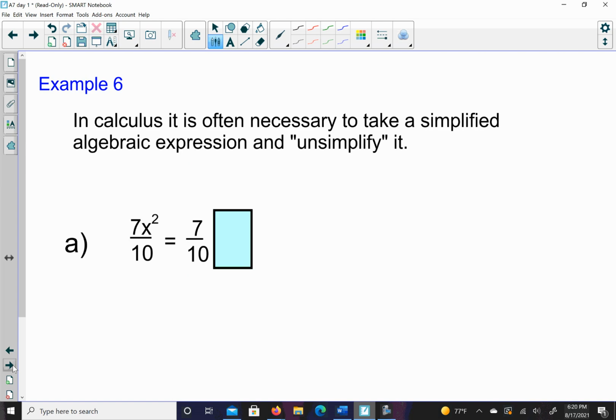All right, this one. In calculus, it's often necessary to take a simplified algebraic expression and unsimplify it. So I have 7x squared over 10. And then on the right side, I just have this 7/10. So I kind of look at it this way, and I imagine that that's gone because they're the same on both sides. So that means this x squared is equal to whatever this blue space is. So the correct answer will be x squared. So when it has an equal sign, it's like you're going to eliminate what's on both sides because it stays the same, so you don't need to worry about it.